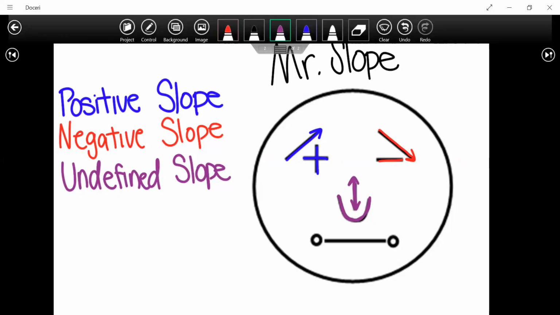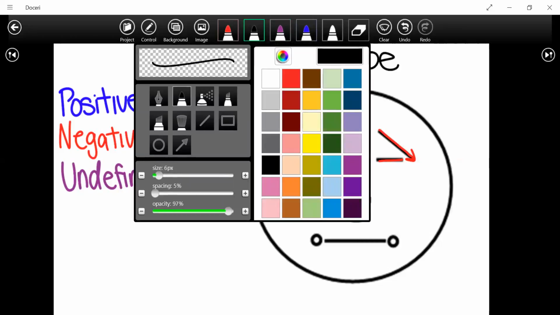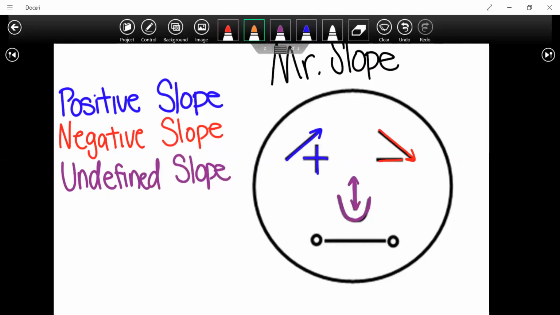Okay. If we're going left to right and we're not going up or down, what do you think we're going to do? Zero slope. If it's flat like that, we call it zero slope because we're not increasing, we're not decreasing, we're just the same. If it's a vertical line, it's undefined. If it's going upwards, it's positive. If it's going downwards, we're negative.